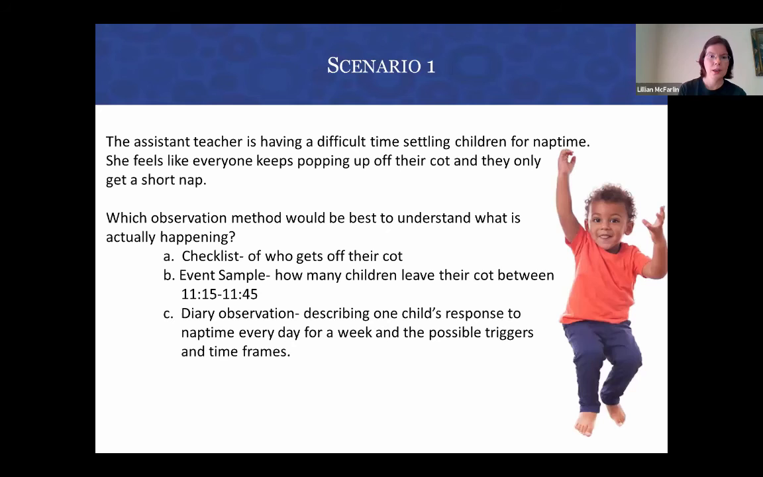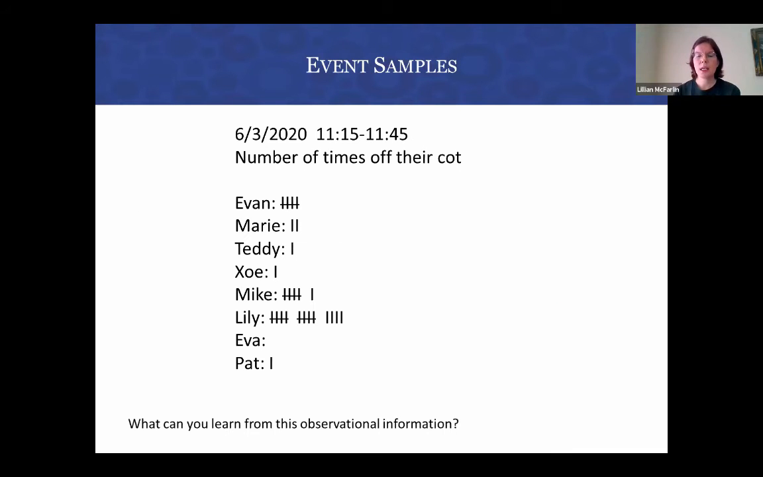And then if you were doing C, you might be hopefully watching either Lily, Mike, or Evan to figure out why they're getting off their cot. Because of the number of times we know children are moving around in this classroom during nap time, it'd probably be good to have somebody come in and support you to gather this information, if possible.